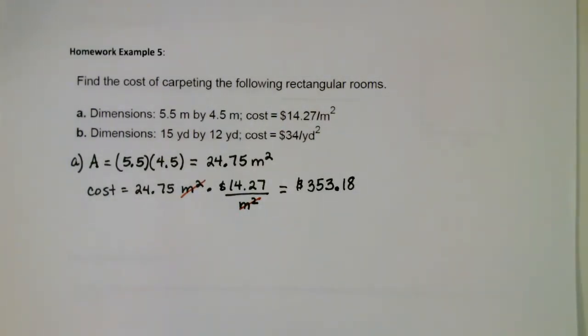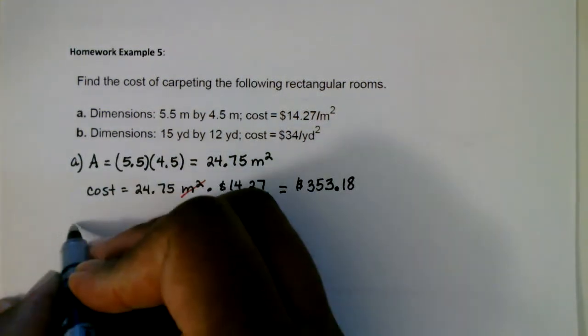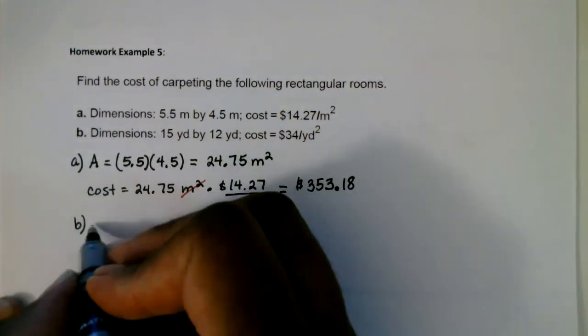$353.18. That would be the cost for carpeting that room with the dimensions of 5.5 meters by 4.5 meters. That's part A. Part B is done the same way.